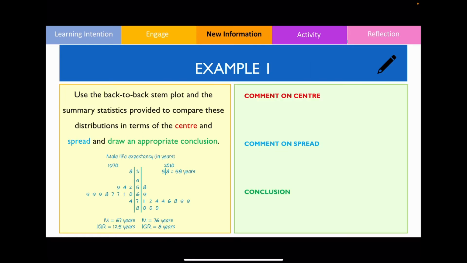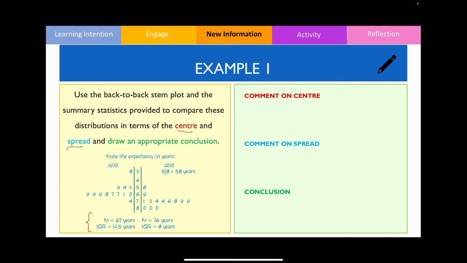In this example, we need to write a report where we compare the datasets in terms of the center, the spread, and finally write an appropriate conclusion. One thing that I want to draw your attention to is the statistical measures shown below. Normally, a back-to-back stem and leaf plot won't provide this for you and you will need to calculate this, but for now, let's just focus on how to structure your report.